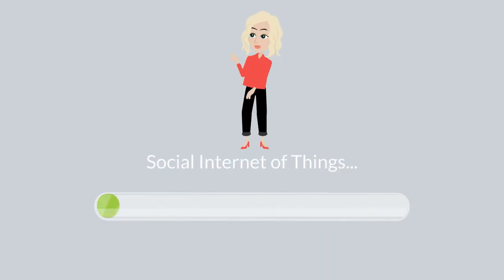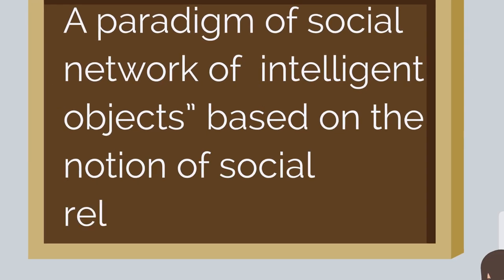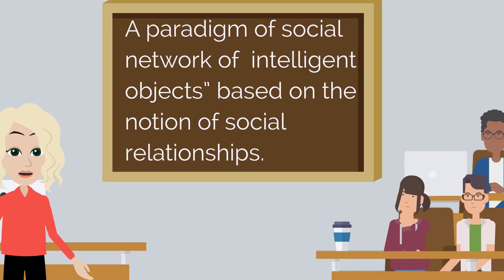Now we are ready to get back to the social Internet of Things concept. Social IoT is a paradigm of social network of intelligent objects based on the notion of social relationships among objects.